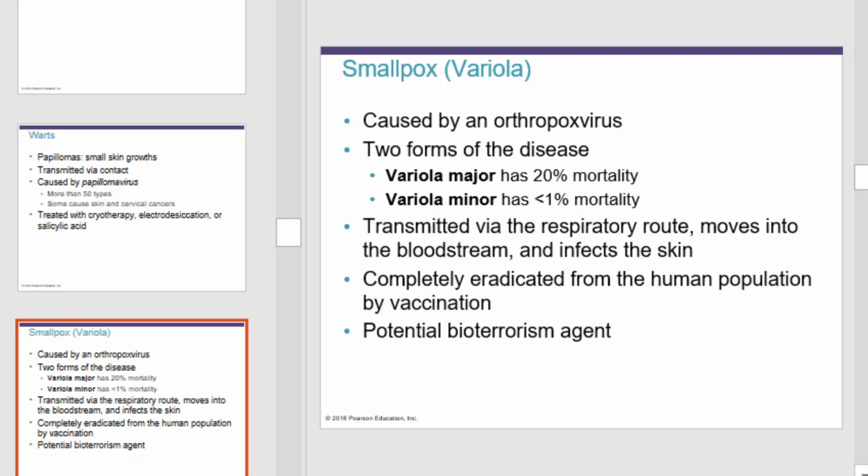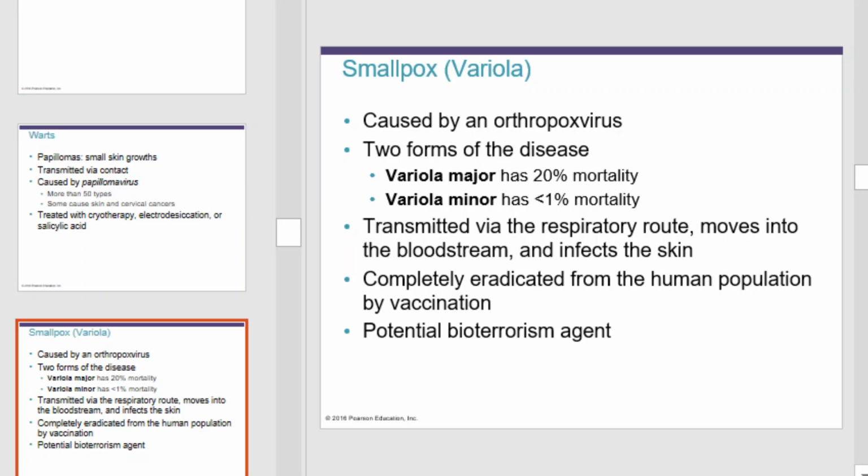Smallpox, or variola, is caused by orthopoxvirus. There are two forms of the disease. Variola major has a 20% mortality, and variola minor has less than 1%. They are transmitted via the respiratory route, and they move into the bloodstream and infect the skin. They have been completely eradicated from human populations by vaccination, or so we thought.